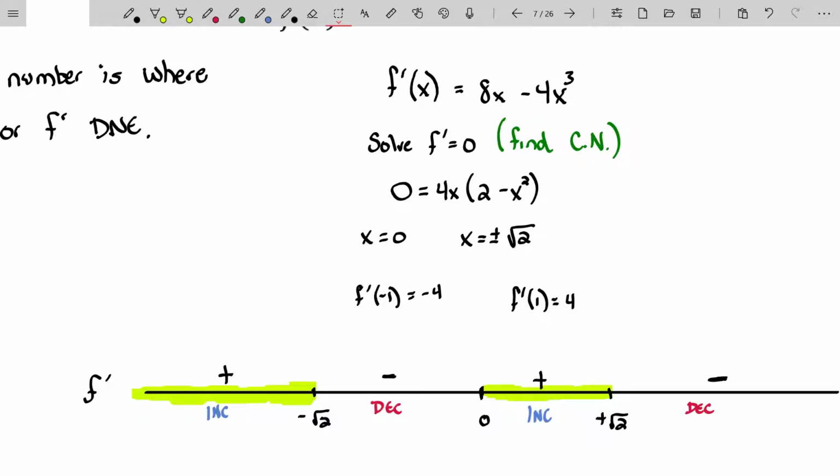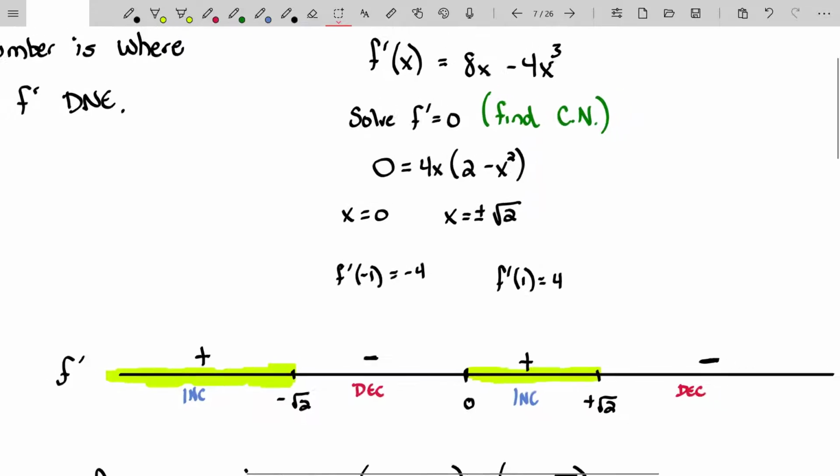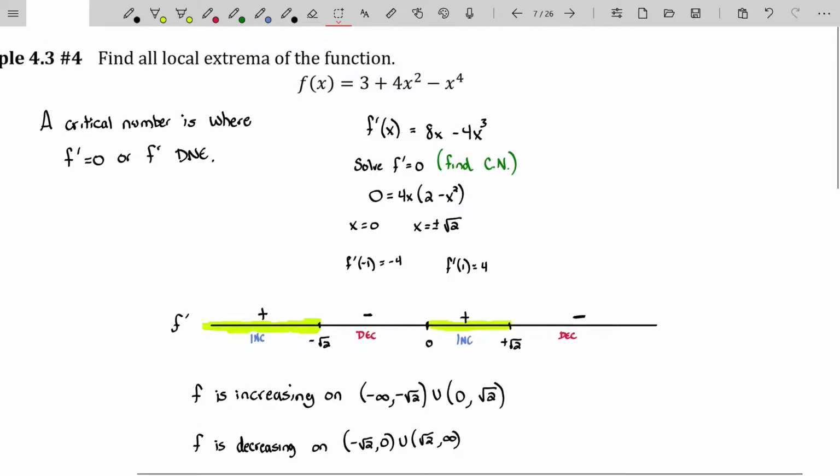Then we built a sign chart for f prime. And we said, okay, f prime is positive from negative infinity to negative root 2. It's negative from negative root 2 to 0, and you can see the rest there. And that implies that your function's increasing on that first interval, decreasing on the second, and so on and so forth. Using this information, I can easily find all the local extrema using the first derivative test.